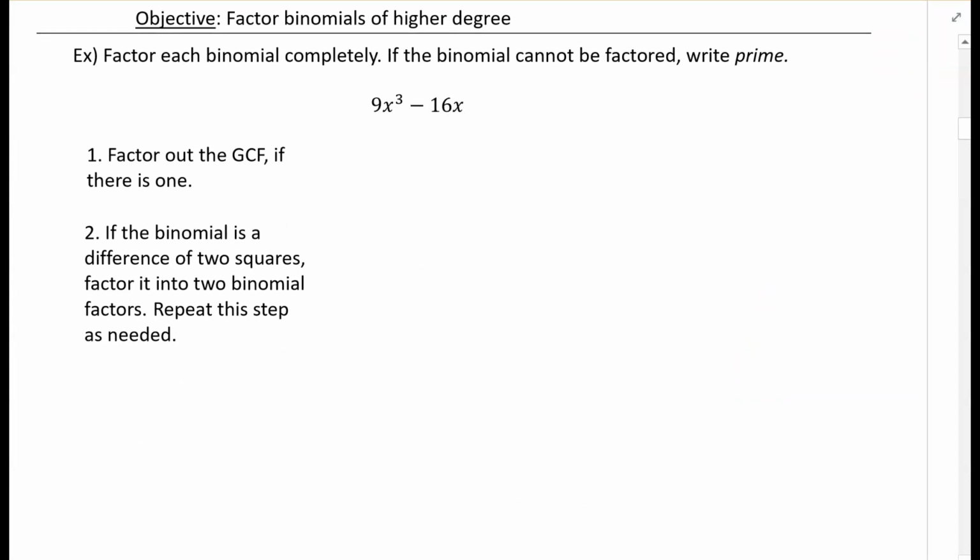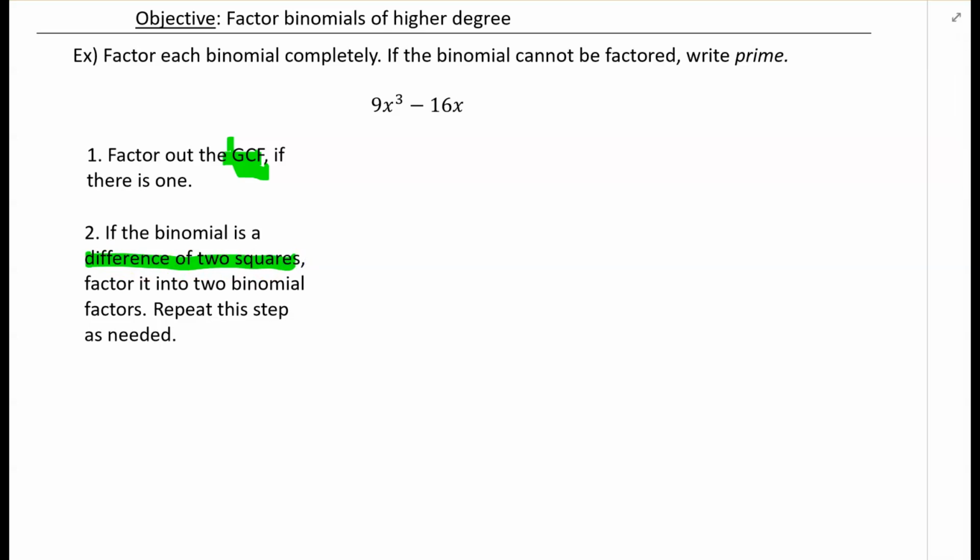So now we're going to factor each binomial completely, and if the binomial cannot be factored, we just write prime. The steps to follow: the first one is you always want to check for your GCF. If it has a GCF, meaning greatest common factor, you want to factor it out if there is one. And then if the binomial has a difference of two squares, you want to factor it into two binomial factors and then repeat this step as necessary.